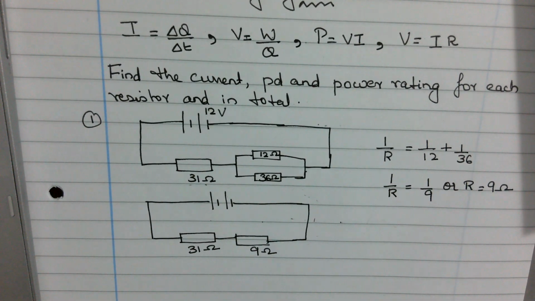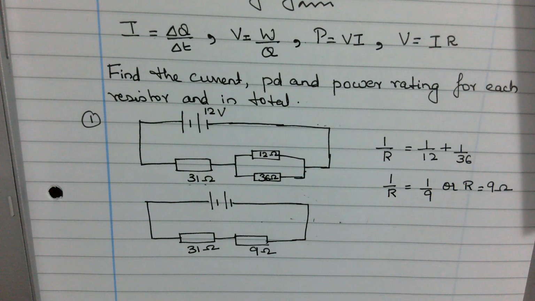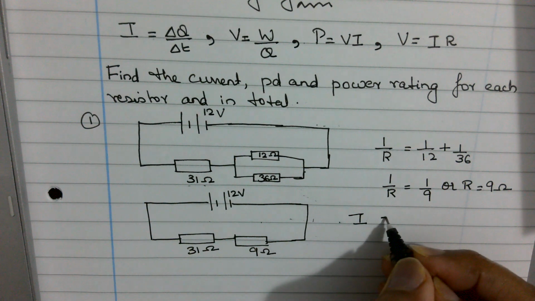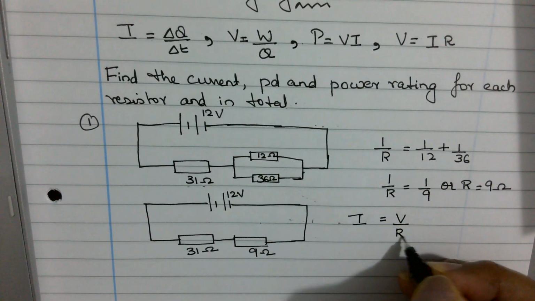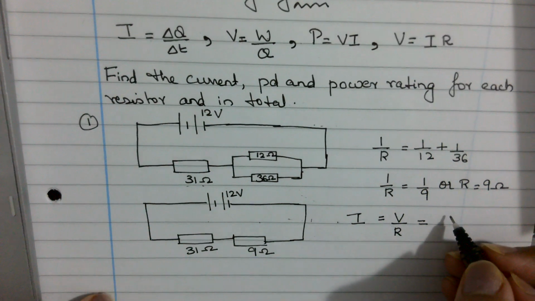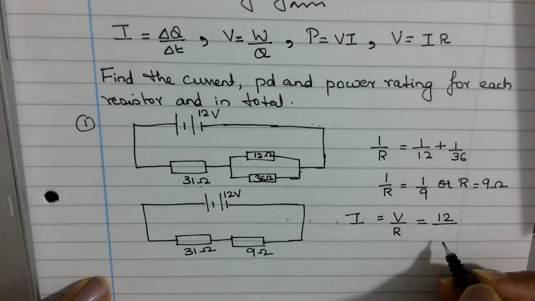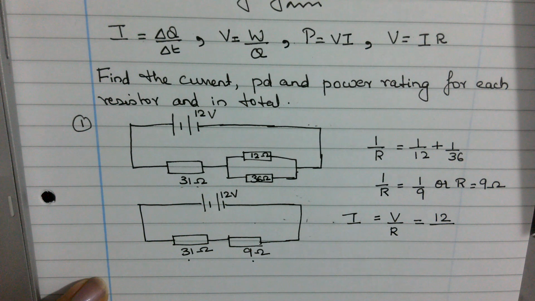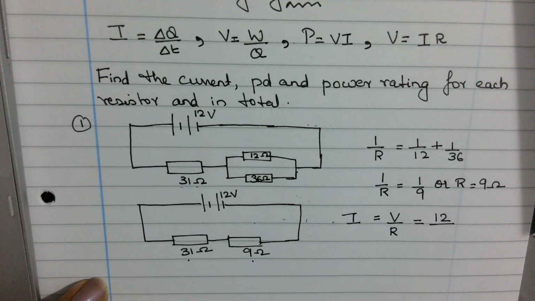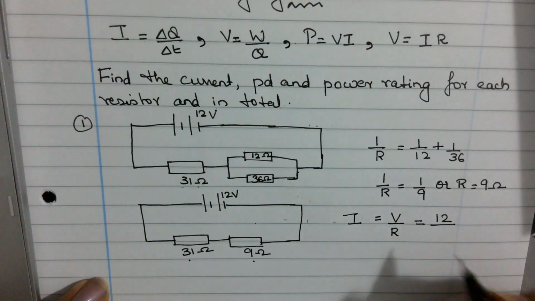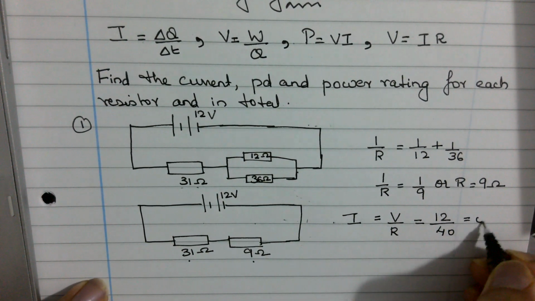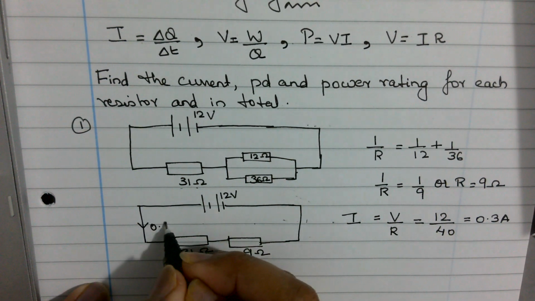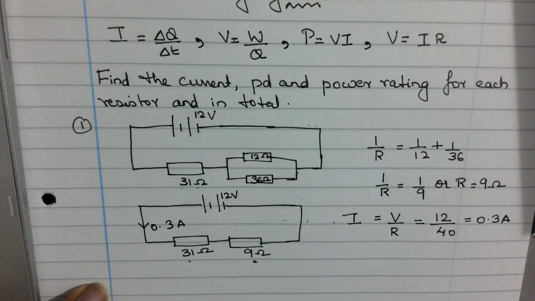Now, once we know all the resistances and the EMF, to find the main current, I is equal to V over R. Main current will be the main voltage, which is the EMF of the cell, divided by the total resistance, which is going to be 31 plus 9. How much is 31 plus 9? You shouldn't take so much time for that. 31 plus 9 is 40. And you end up getting 0.3 amps. So that 0.3 amps is flowing through these two resistors.